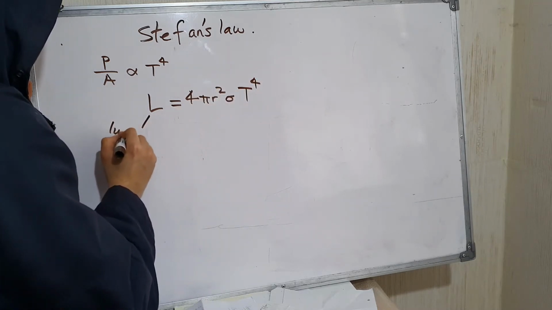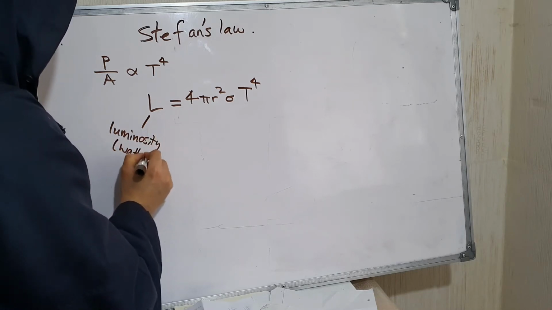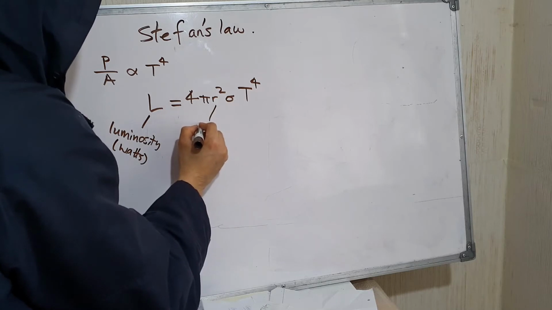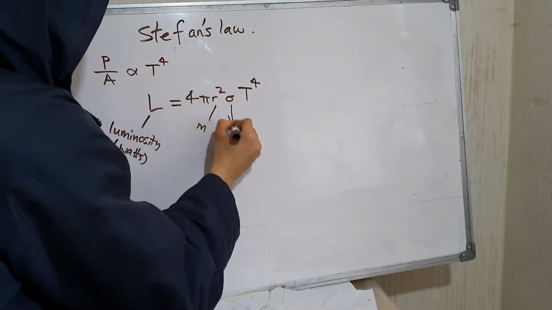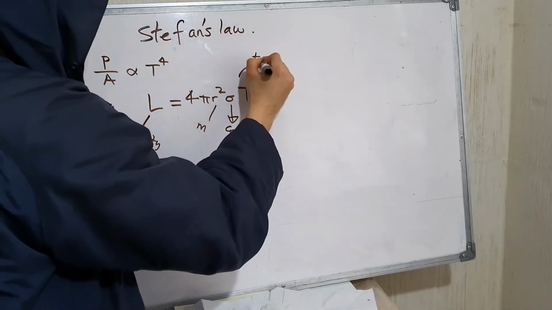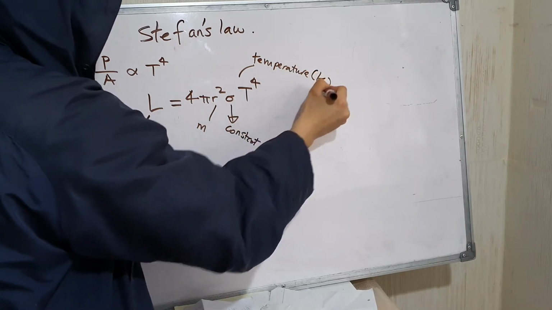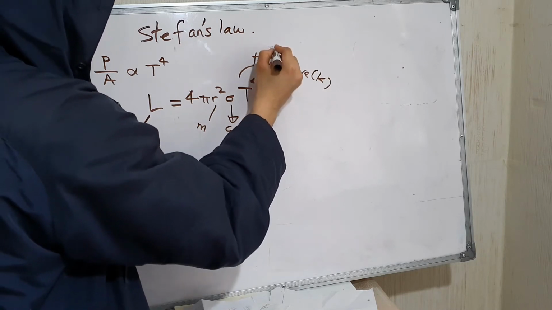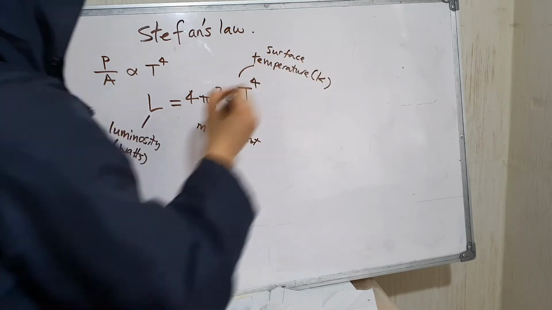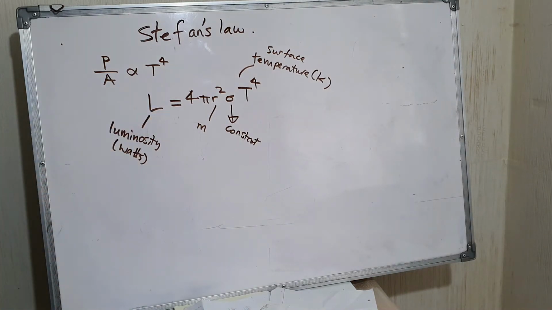So this is luminosity, measured in watts. This is measured in meters because it's the radius. This is a constant. And T is temperature, measured in Kelvin, and it is the surface temperature. Alright, so that's the equation for Stefan's law. The luminosity measured in watts is equal to 4 pi r squared, the surface area, times the constant, times temperature to the power of 4.